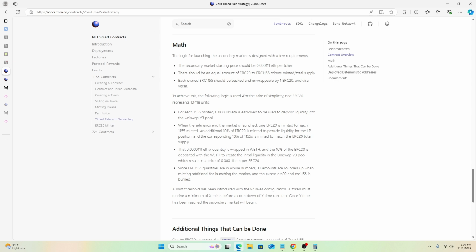To achieve the above, the following logic is used. For the sake of simplicity, one ERC20 represents, okay, let's skip that for each. Okay, just a moment. When the sale ends, referring to an NFT mint event, the market is launched. One ERC20 is minted for each NFT minted. An additional 10% of ERC20 is minted to provide liquidity for the LP position, and the corresponding 10%.